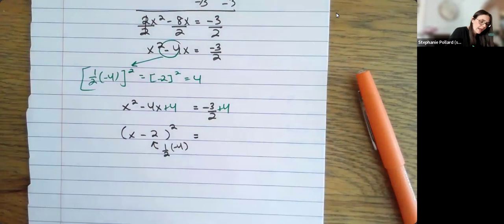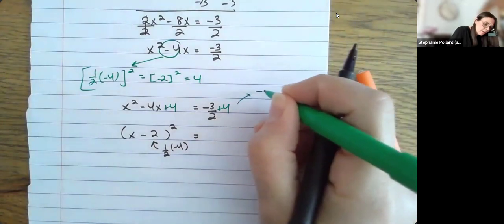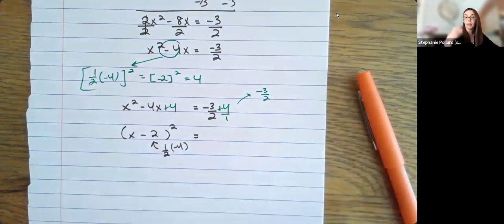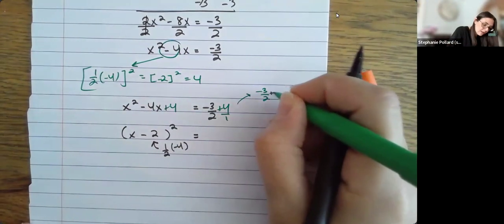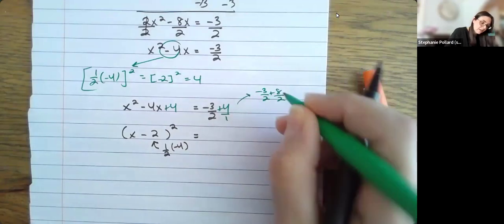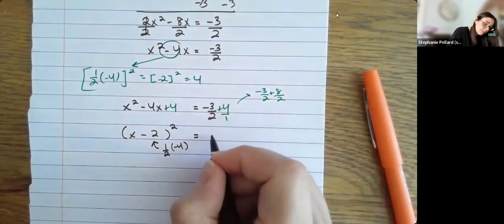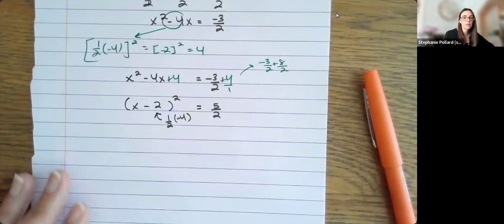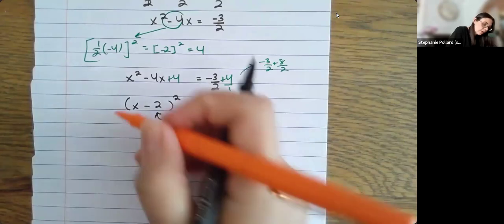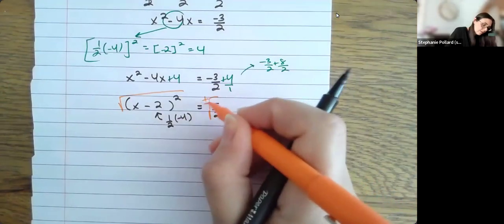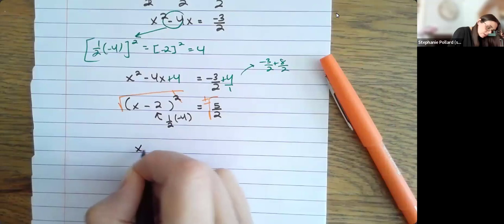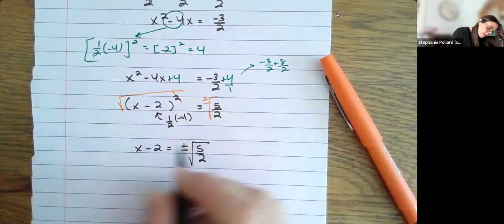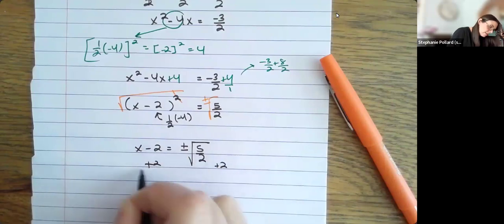On the right side, you may have to do a little bit of work here. We can make 4 with a denominator of 2 by multiplying by 2 over 2. So that would be 8/2. And -3 plus 5 is, sorry, plus 8 is 5. I'm doing the work in my head here. 5/2. Now you can go ahead and take the square root of both sides. So I have x minus 2 is equal to plus or minus the square root of 5/2. And you can add 2 to both sides.